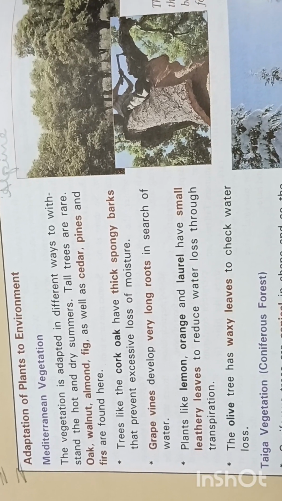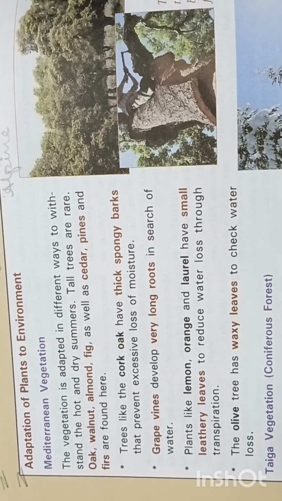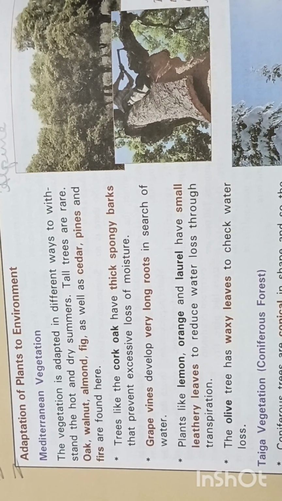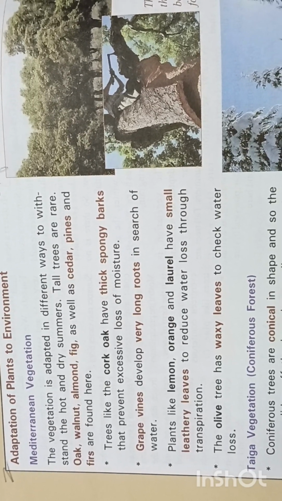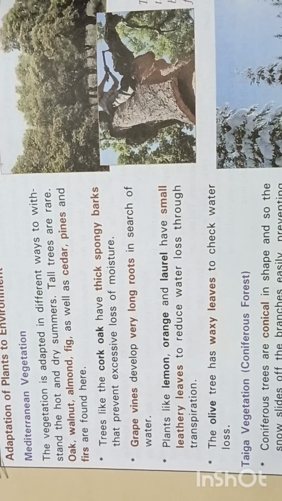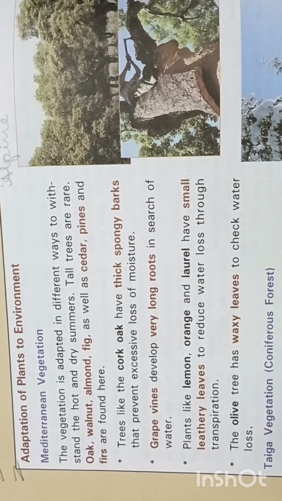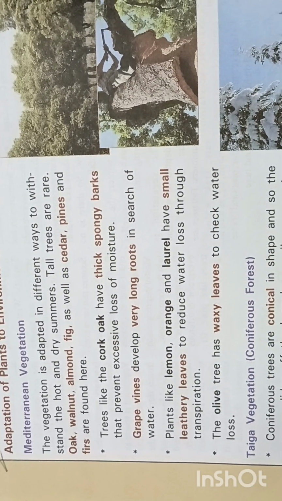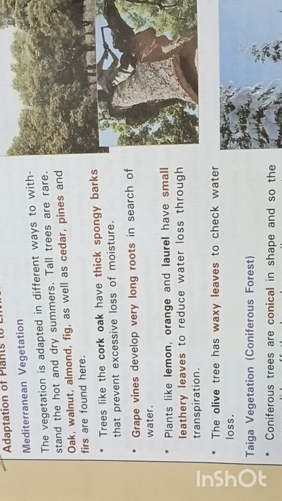Tall trees are rare. Tall trees are mostly not there because if tall trees were there, it's obvious that they would dry up, as they would be nearer to the sun. And oak, walnut, almond, fig, as well as cedar pines and firs are found here. Now these are the cold trees, right? They have sloping shapes, so they are modified for this. So that's why they are found. Trees like the cork oak have thick spongy barks that prevent excessive loss of moisture.